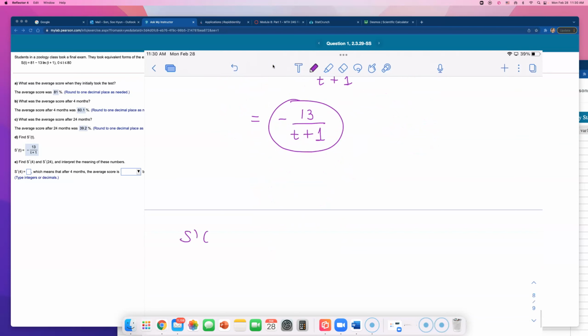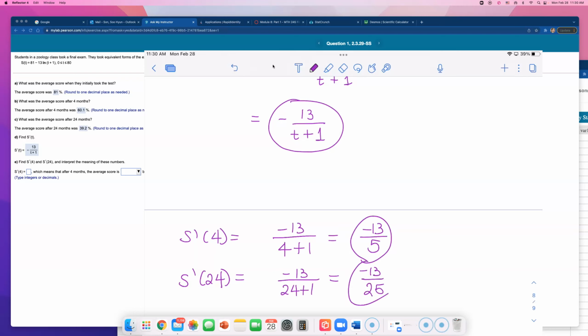What is S prime of 4? That's going to be negative 13 over 4 plus 1. That's negative 13 over 5. And while at it, let me go ahead and find the other one too. How fast are these kids forgetting what they learned two years later? Negative 13 over 25. So these are the number answers. I'll go ahead and type those in.